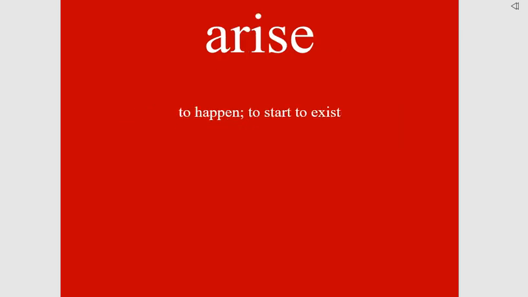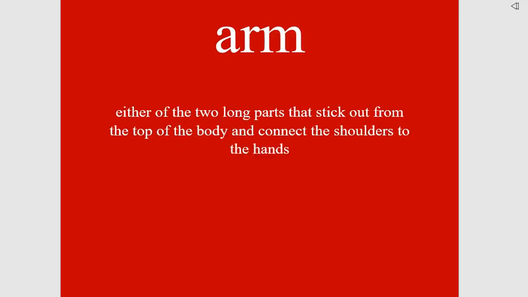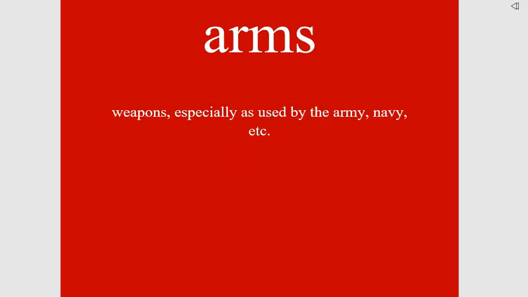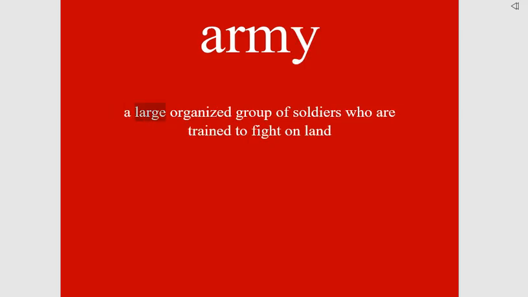Arise. To happen, to start to exist. Arm. Either of the two long parts that stick out from the top of the body and connect the shoulders to the hands. Armed. Involving the use of weapons. Arms. Weapons, especially as used by the Army, Navy, etc. Army. A large organized group of soldiers who are trained to fight on land. Around.